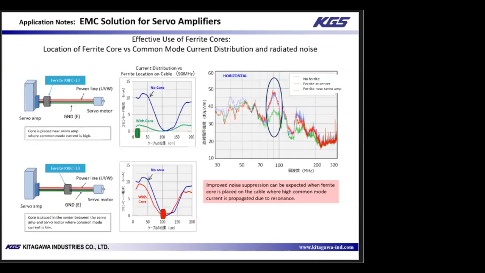When the ferrite is applied near the servo amp, about 25 centimeters, where the current intensity is highest, there is a dramatic suppression of that radiated noise. However, when the core is applied at the center of the cable at 100 centimeters, where the current distribution is lowest, there is little noise suppression. So this is a simple example, but it's important to consider the location where the ferrite is installed to have the best suppression effect.